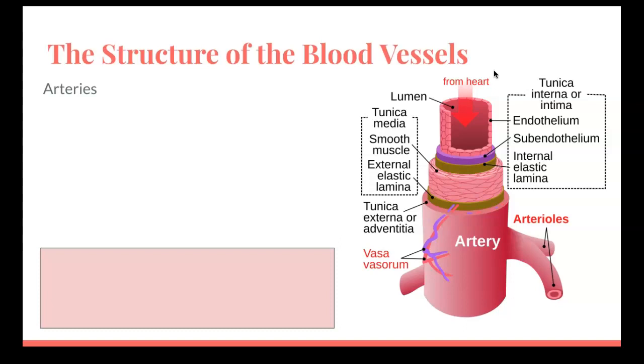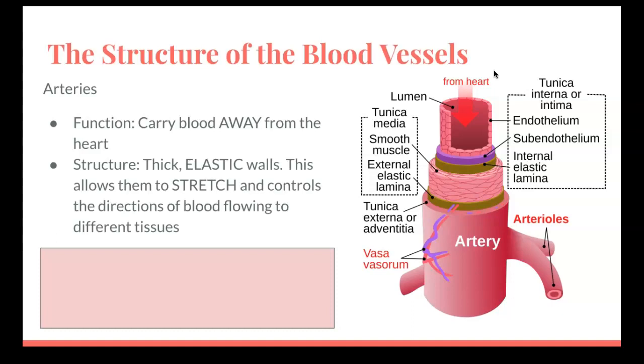So arteries are meant to carry blood away from the heart, and their walls are super thick and very elastic, which means they're super stretchy. This helps push the blood in the right direction so that it doesn't go backwards, it only goes forwards.